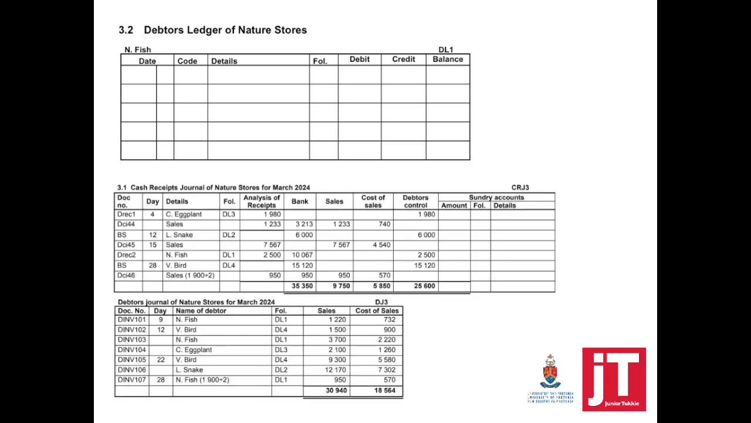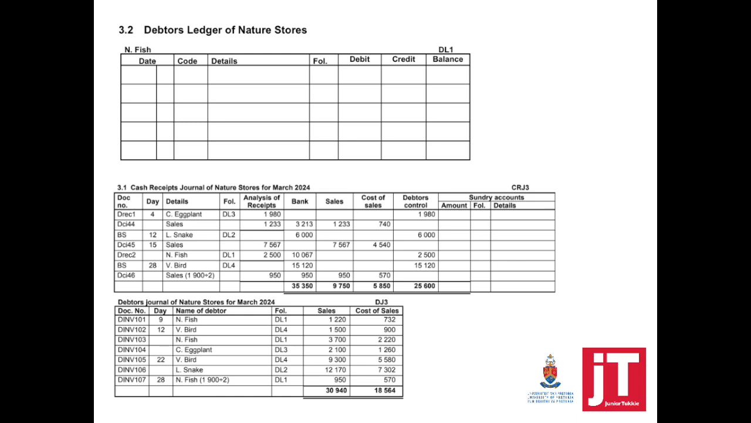Completing now the debtors ledger. Remember, normal procedure, this is done on the same day that the transaction occurred. For the purpose of explaining, I've just focused first on the journals, and now I'm going to complete the debtors ledger. For that reason, you will see that I'm going to use the cash receipts journal that we've just completed and the debtors journal so that we can complete each debtors ledger.